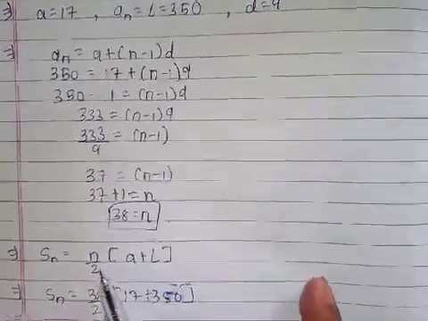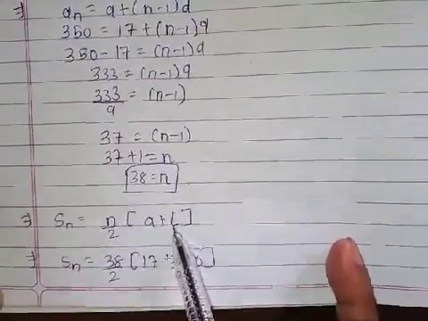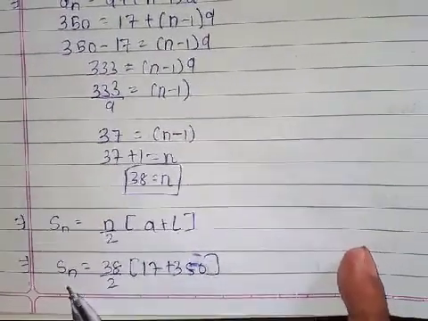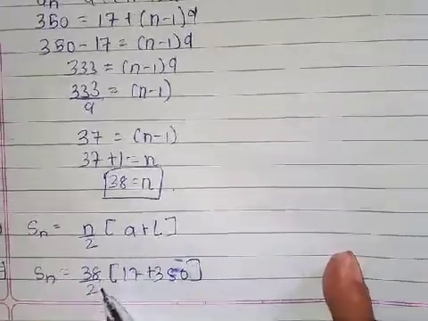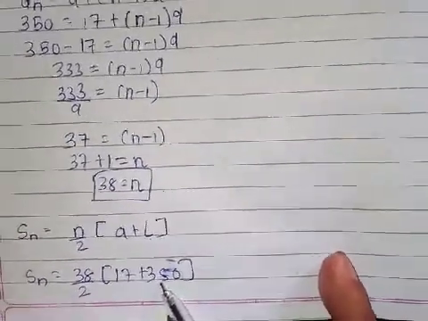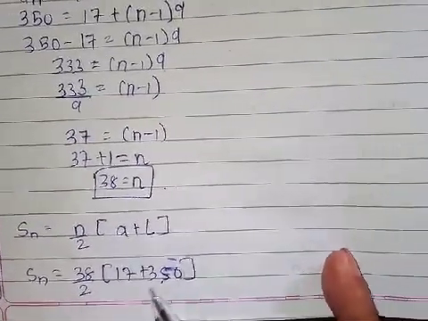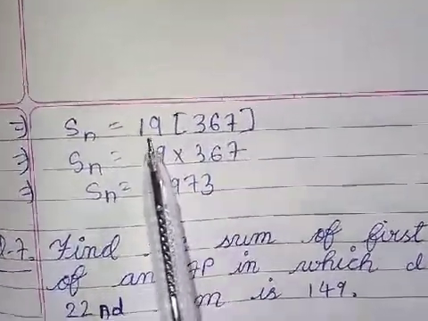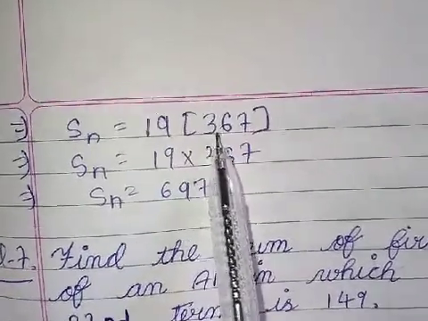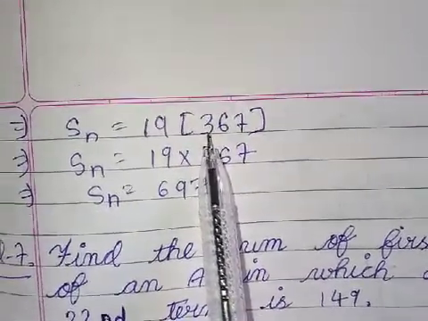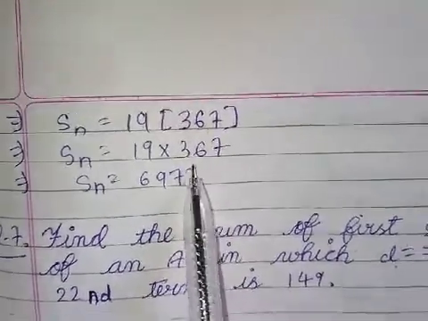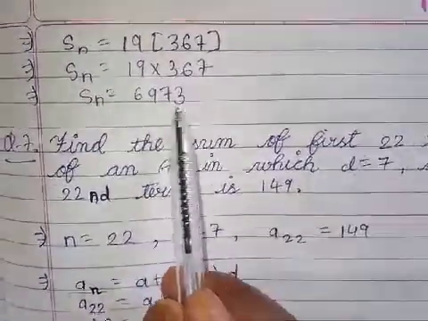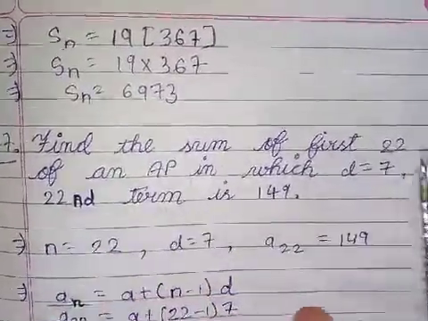So Sn is equal to n by 2 into (a plus l). First term and last term are given, therefore we will use this formula. So Sn is equal to 38 by 2 into (17 plus 350). If we add it and divide by 2, 38 divided by 2 you will get 19, and the addition of 17 plus 350 will give 367. Multiplication will give you 6973. So Sn is equal to 6973.